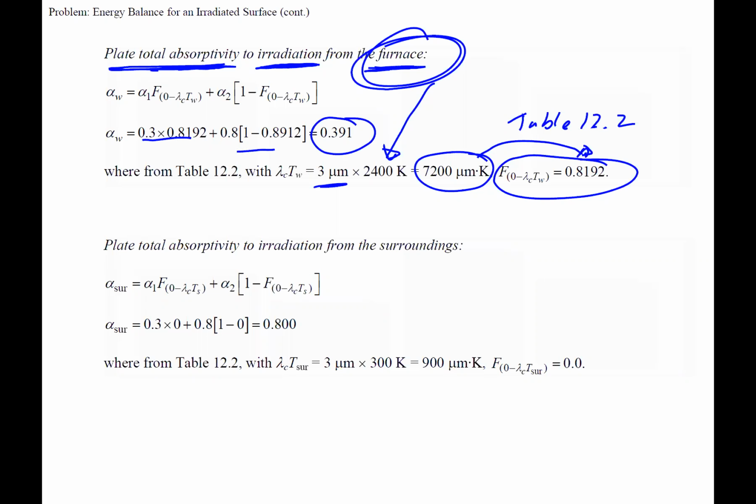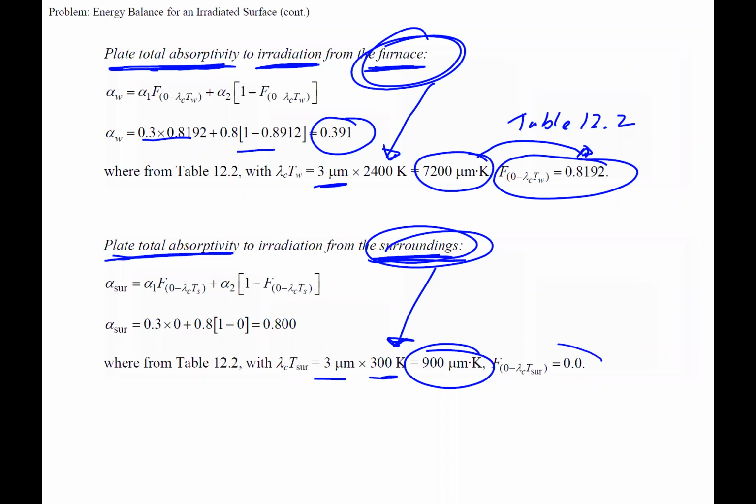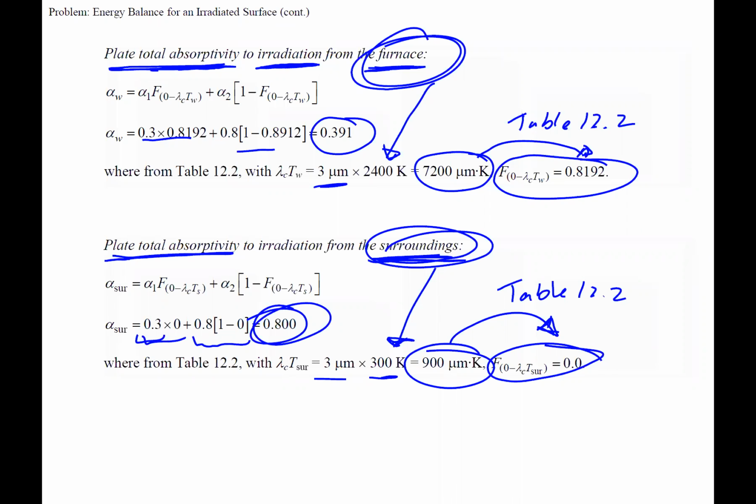Here we do it for the plate absorptivity from the surroundings, and the surroundings are at 300 Kelvin. Okay, so 3 microns times 300, we get 900. And from our table, the factor F is 0. So that means it's all occurring at very high wavelengths. So 0.3 times 0, and then it's 0.8 times 1. So we end up just with 0.8 for that absorptivity.